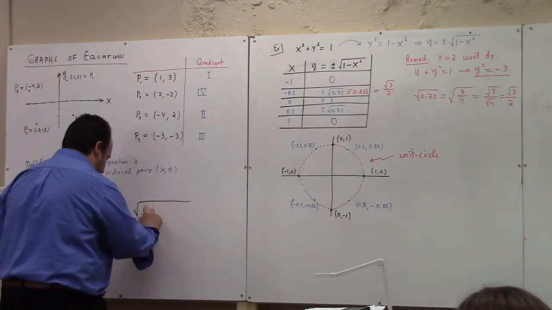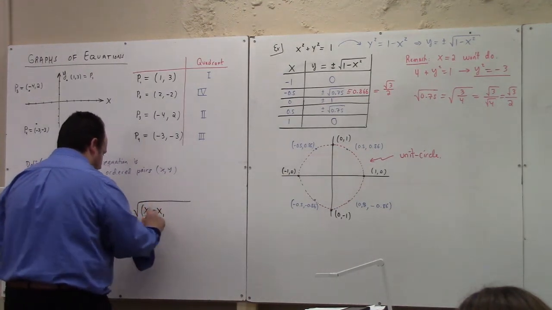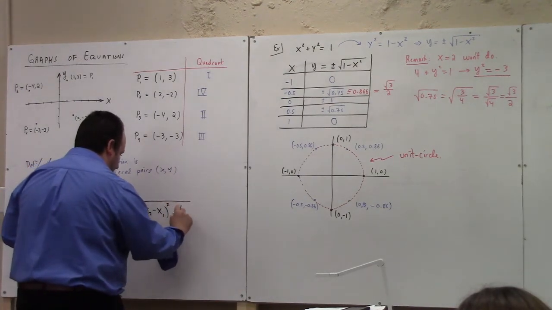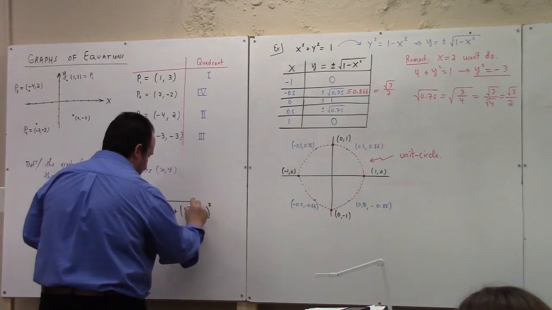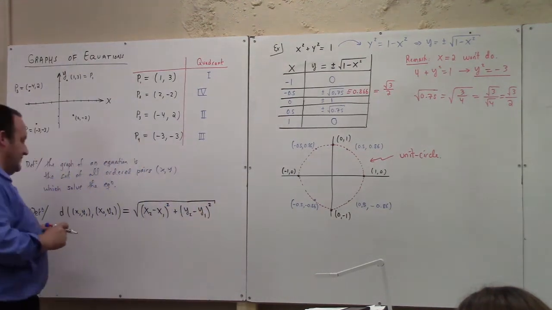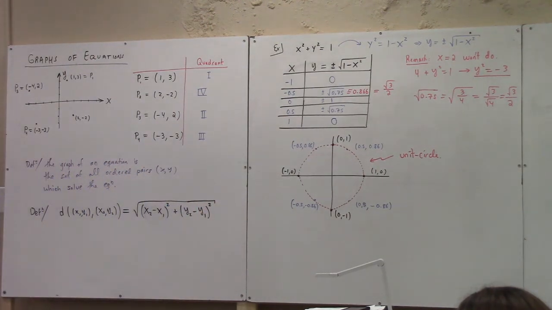But this is the distance formula. You take the difference of the x coordinates, you square it, and then you take the difference of the y coordinates and you square it. You add those squares together, you take the square root. That gives you the distance from point x1, y1 to point x2, y2. This is how we calculate the distance between 2 points in the plane. So like, what's the distance from the origin to a point xy?